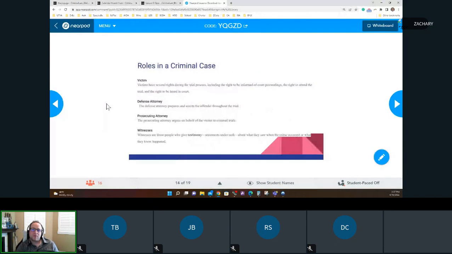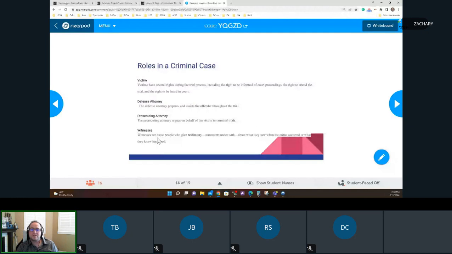Okay, some other rules. We have the victim. Victims have several rights during a trial proceeding, including the right to be informed of court proceedings, the right to attend the trial, and the right to be heard in the trial. You have the defense attorney. The defense attorney prepares and assists the offenders throughout the trial. And you also have the prosecuting attorney. The prosecuting attorney argues on behalf of the victims in the criminal trial.